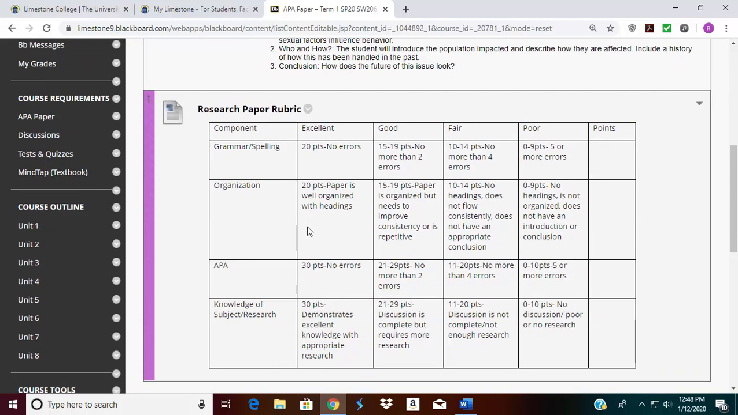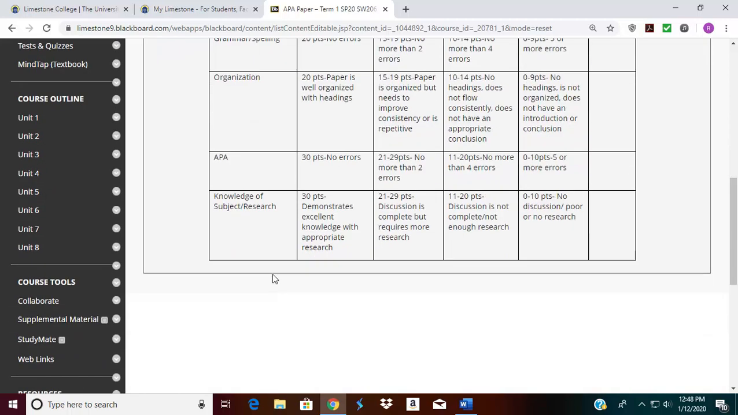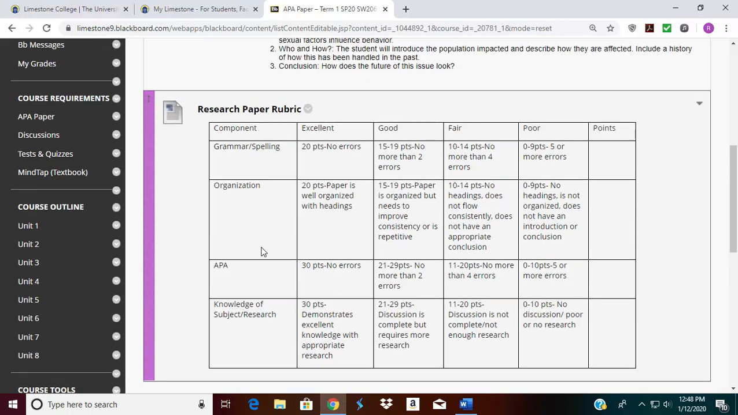I also, under the APA paper, provided you with the paper rubrics. So I'm going to look at grammar and spelling. You're going to lose points. Organization. In other words, did you use headers? Did you not use headers? I'm going to look at APA. Did you use references? Did you cite references? And then I'm going to look at your knowledge of the subject that you're writing on. So this is going to be the guideline for your paper.